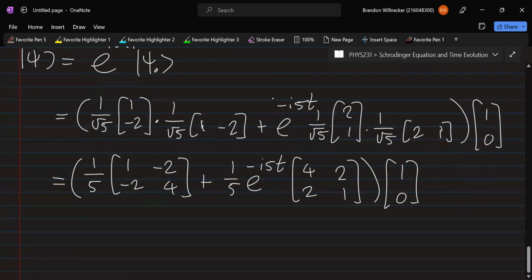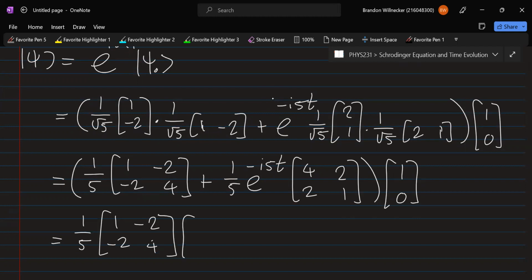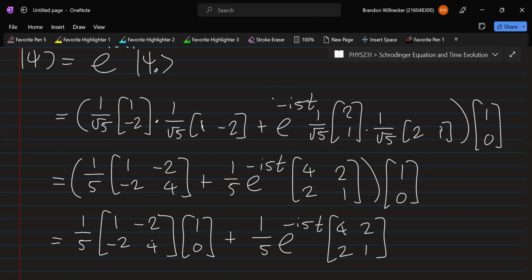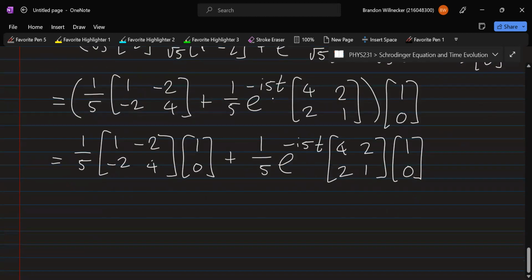Okay, now the 1, 0 we can distribute inside. So we're going to get 1 over 5, 1 minus 2, minus 2, 4, not minus 4, times 1, 0, that's our initial state. Plus 1 over 5 e to the minus root 5 t, and then we have 4, 2, 2, 1 times our 1, 0. Okay, so this is quite easy to do now.